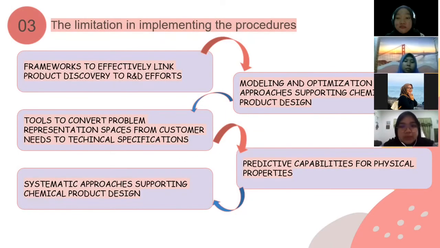Next is development of predictive capabilities for physical properties. CAMD is necessary in improving the skills to accurately predict the physical properties of compounds and mixtures. There is a serious gap between current thermodynamic modeling capabilities to describe commodity chemicals and the knowledge of more complex chemical materials such as formulated products.